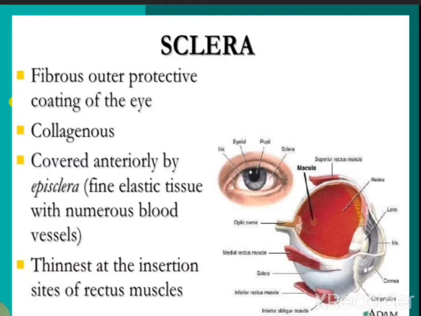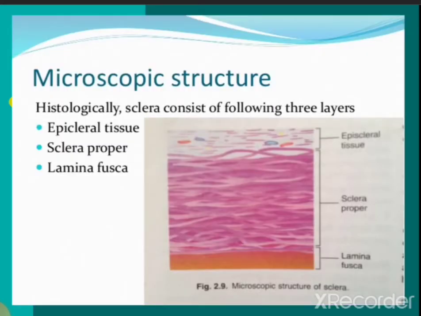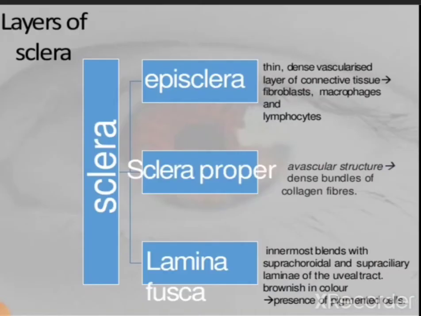This is again the sclera. Then this is the microscopic structure of the sclera. So on the outer side we have episcleral tissue, then in the middle we have the sclera proper, and then internally we have the lamina fusca. These are the three layers of the sclera. Here again it is explained in depth how these occur.